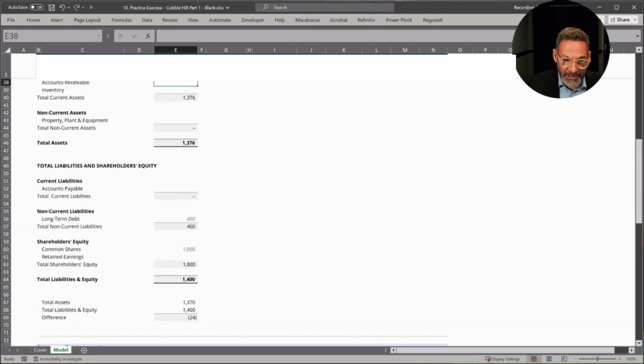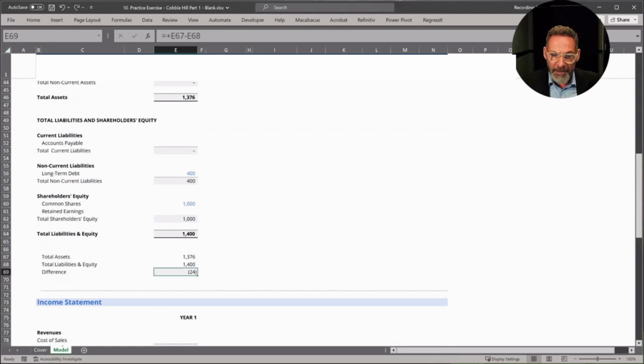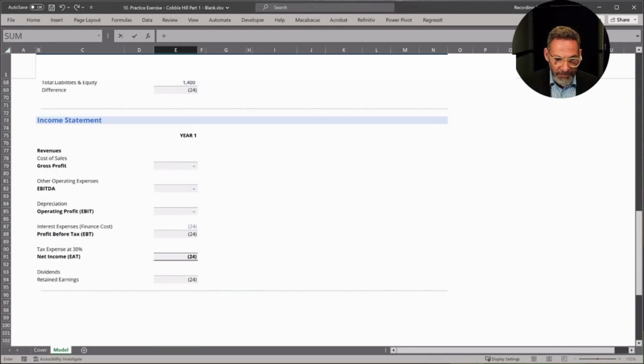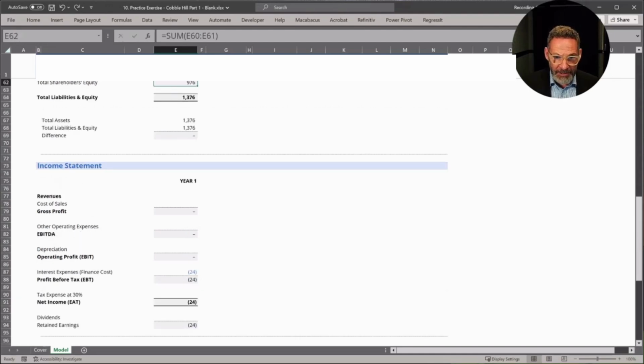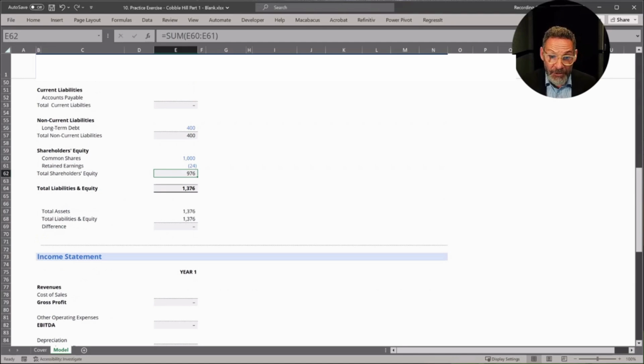Now you're going to see that our balance sheet isn't balancing by 24. And that's because there's one critical thing missing. We haven't plugged the income statement into retained earnings. So what we need to do is make sure that in cell E61, we link the income statement, in particular the very bottom, what's being retained, to and into the balance sheet. And when we do that, you can see that our balance sheet now balances.